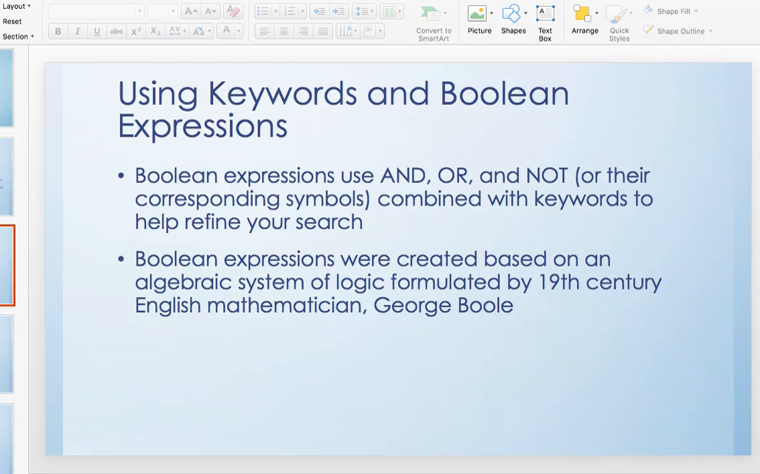So let's talk about keywords and Boolean expressions first. Boolean expressions use and, or, and not, or their corresponding symbols, combined with keywords to help refine your search. Boolean expressions were created based on an algebraic system of logic formulated by the 19th century English mathematician George Boole. They're a really great way to broaden your search or narrow it based on what you need to find.